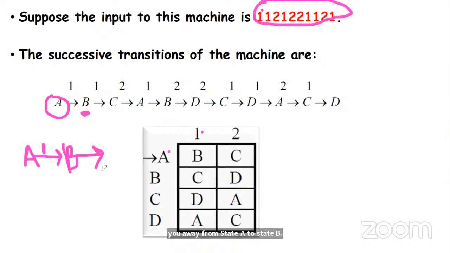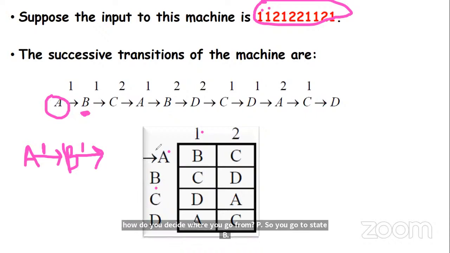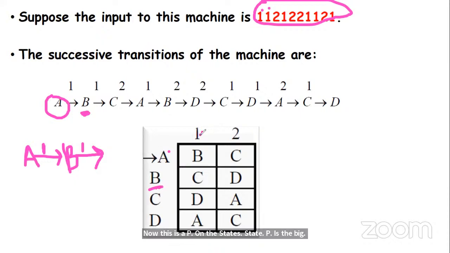Now the next input symbol is what? 1 again. So you put a 1 here. So how do you decide where you go from B? You go to state B now, and once you read a 1 as state B, where does it take you? This is C. This is what is under 1 as state B. So here you move to C. Do you get it?